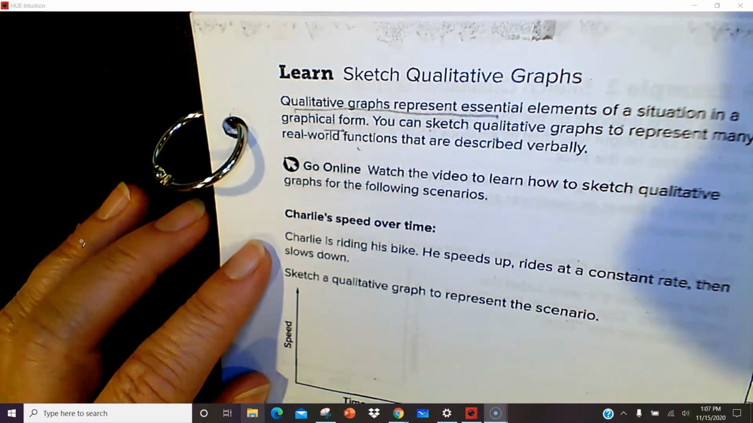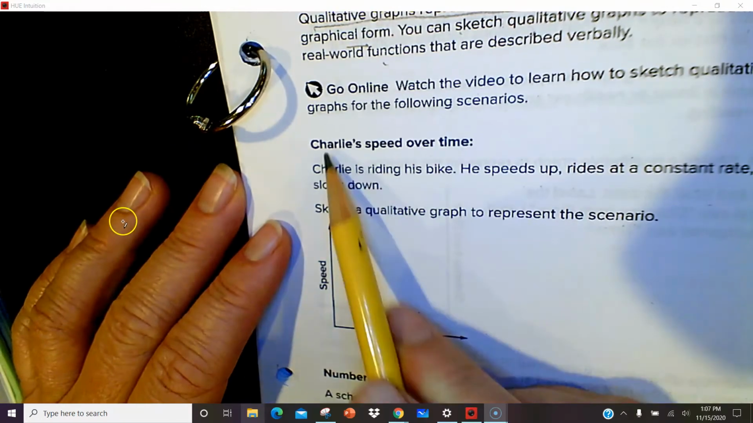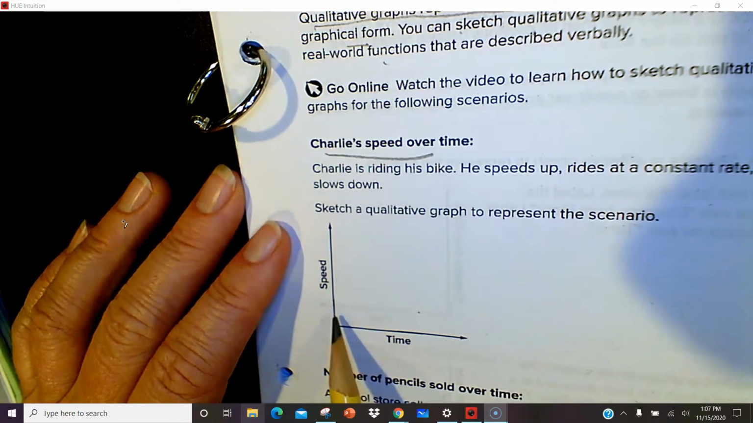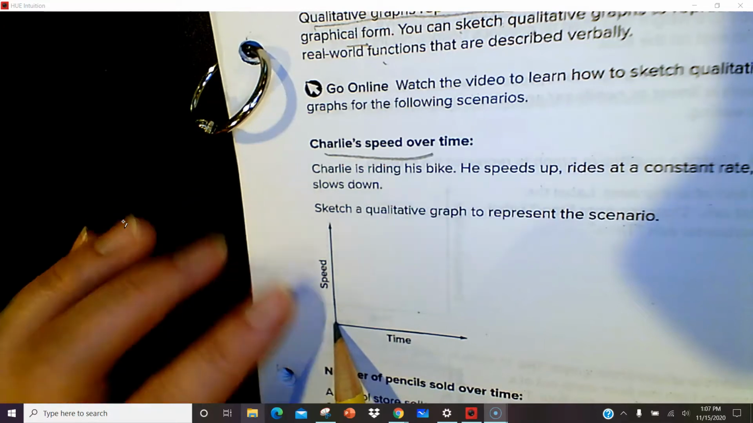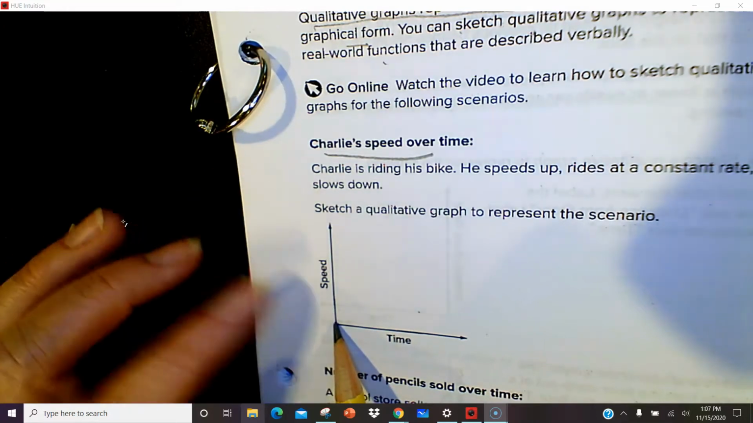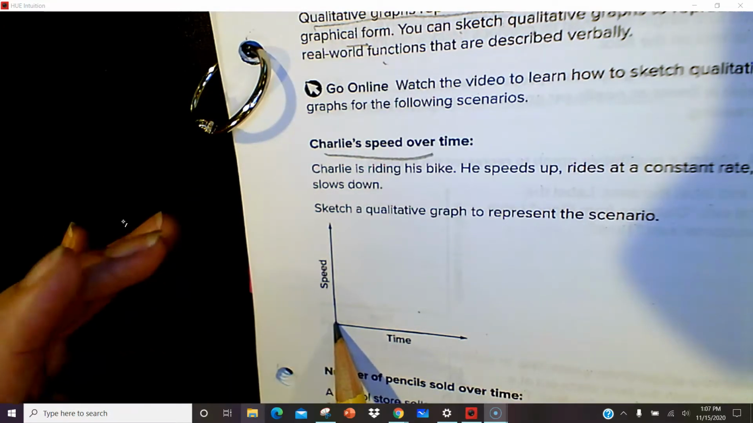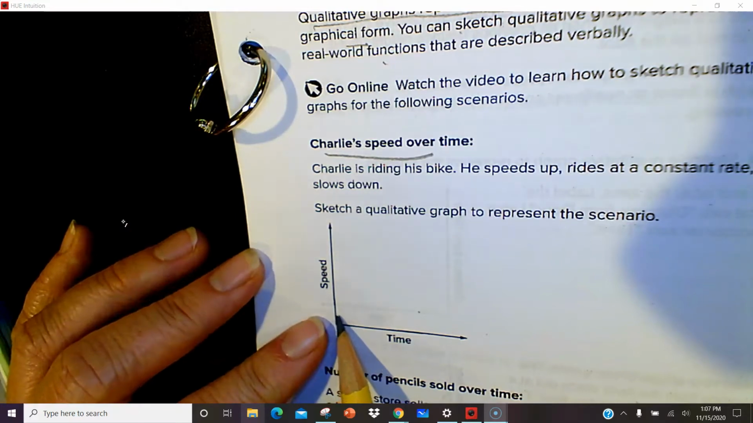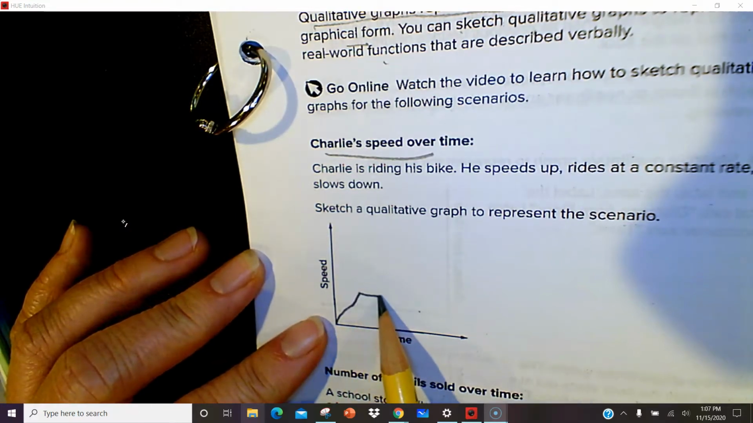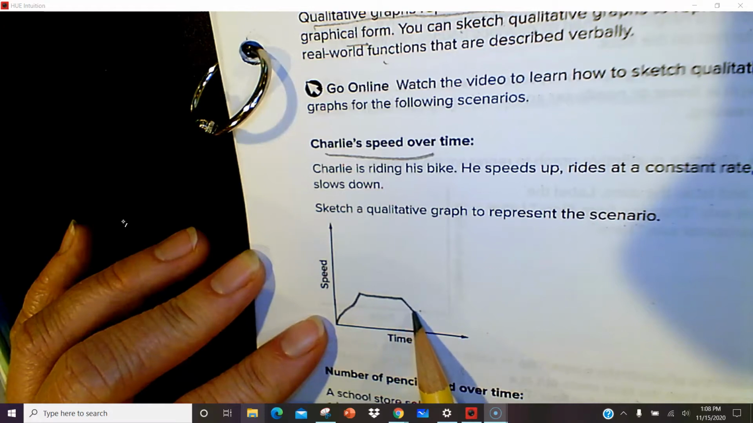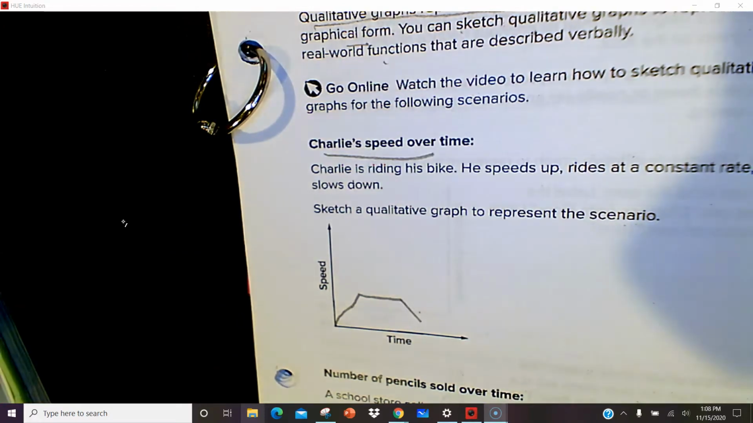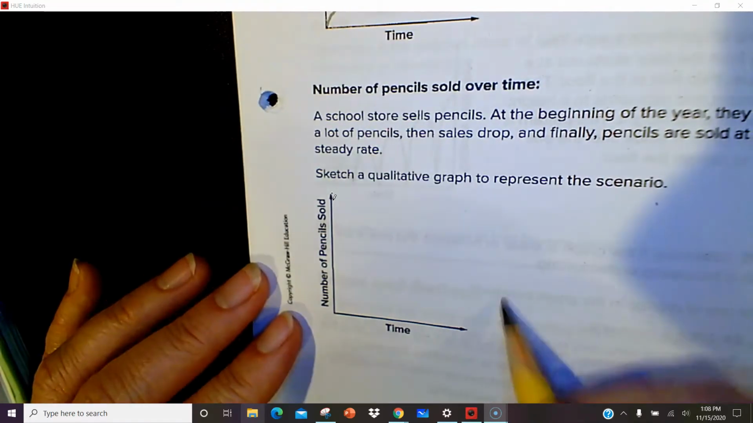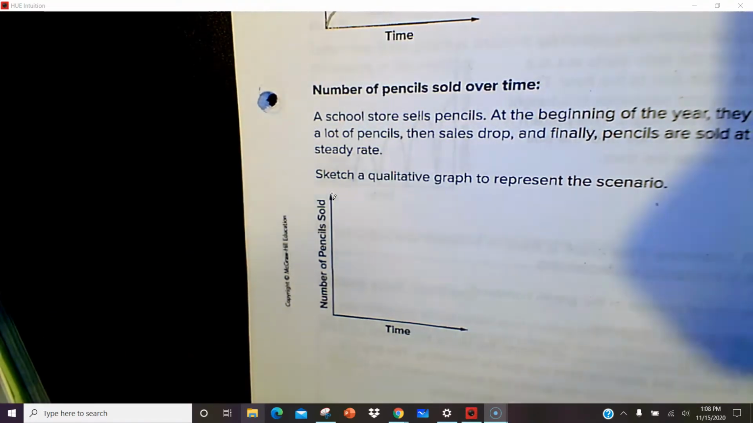So let's go ahead and take a look at Charlie. Charlie's speed over time. Charlie is riding his bike. Okay, so I'm guessing he starts off not riding his bike. He speeds up, then rides at a constant rate, then slows down. It might look something like that. Okay. Go ahead and put yours in the Edpuzzle now.